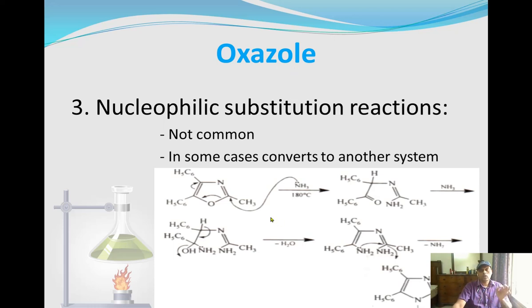And this is purely going to happen because of the nucleophilic attack, because this nucleophile, the amino group, is getting attacked here as well as here. It is going to get converted to imidazole product, right? So this is a nucleophilic substitution reaction.